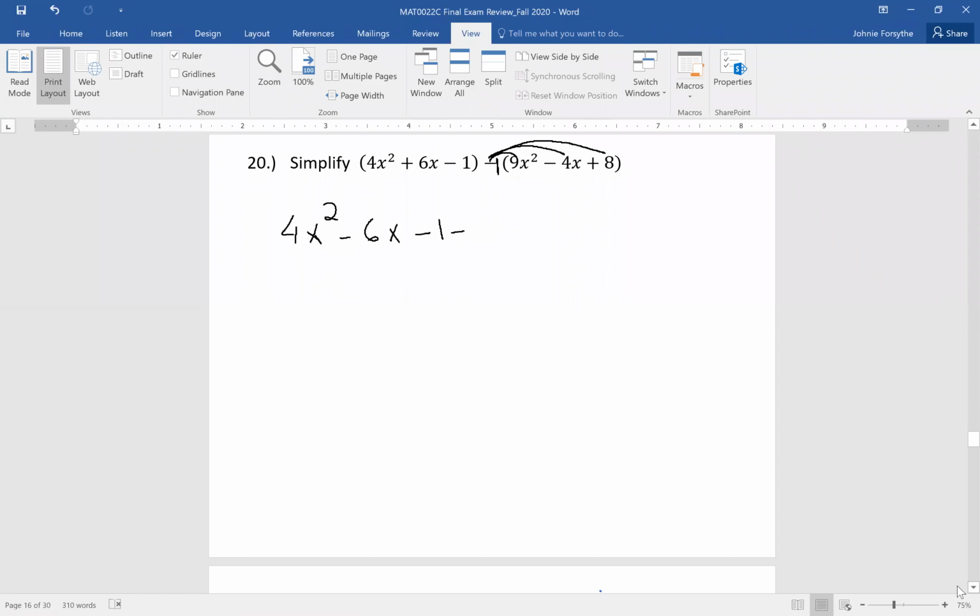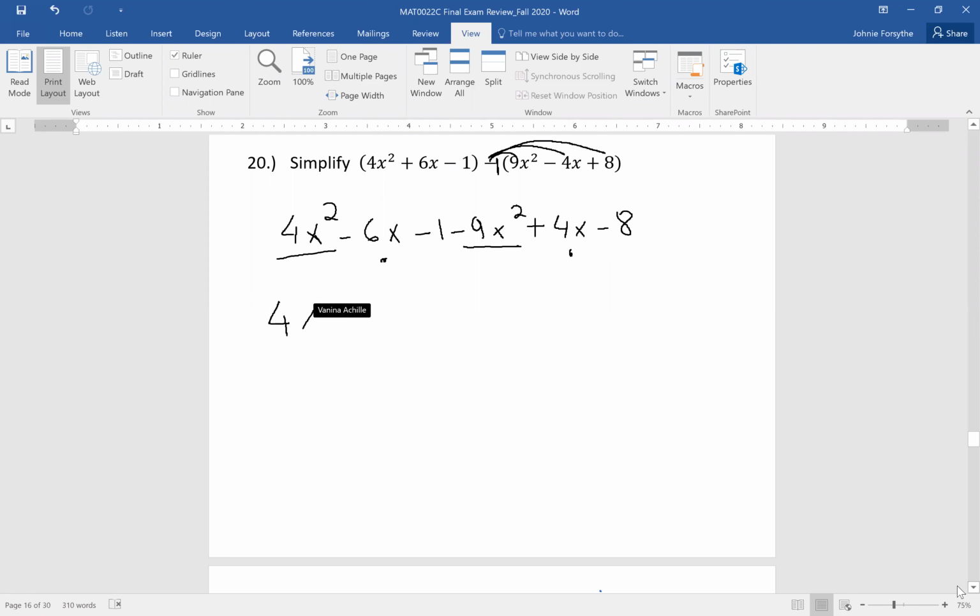So this is going to become a negative 9x squared. This one's going to become a positive 4x. And this one is going to become a negative 8. Now I'm looking for like terms. I have these two over here. Then I have these two over here. And I'm going to do what I always do. I'll put them next to each other.